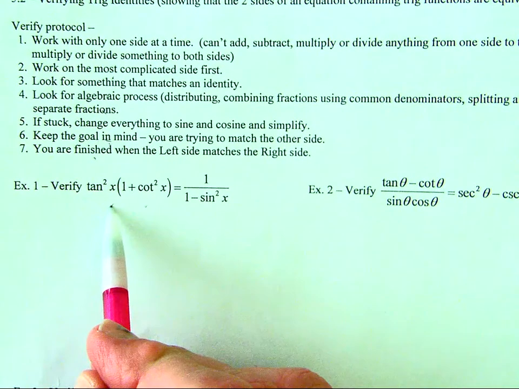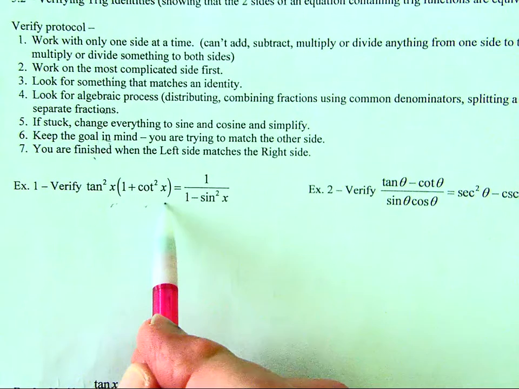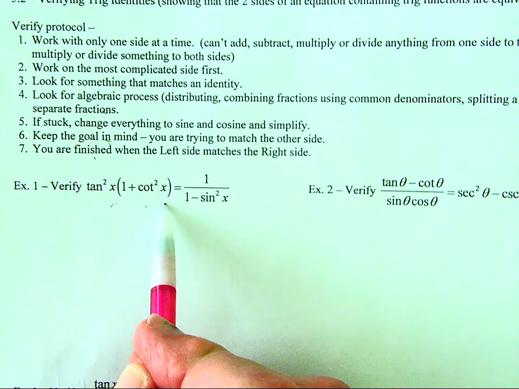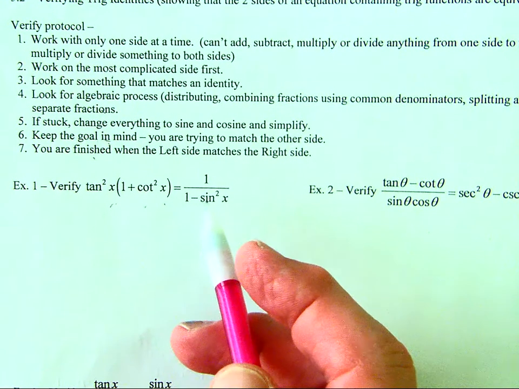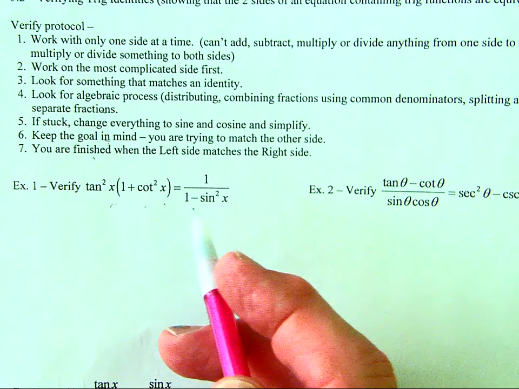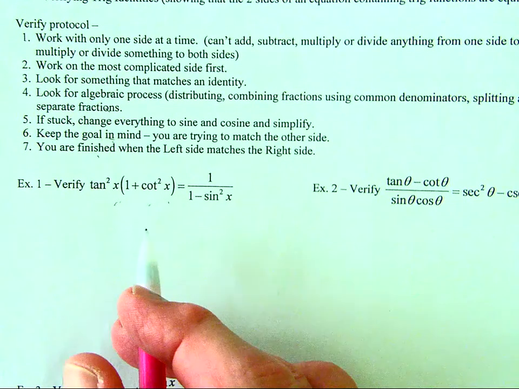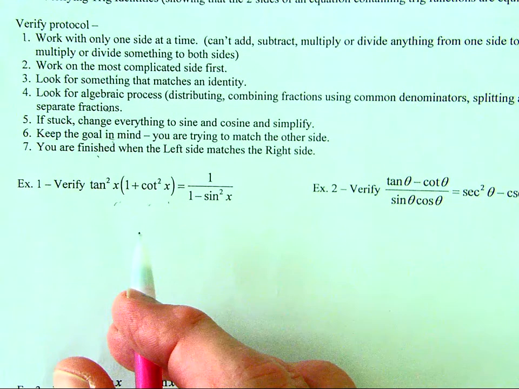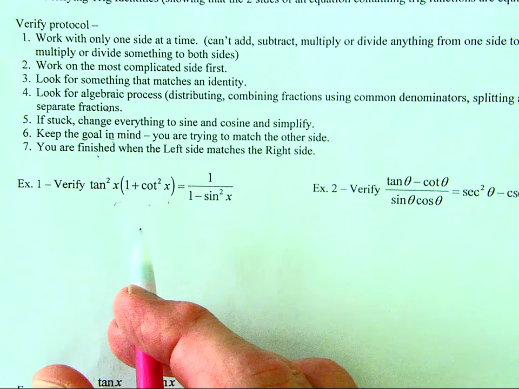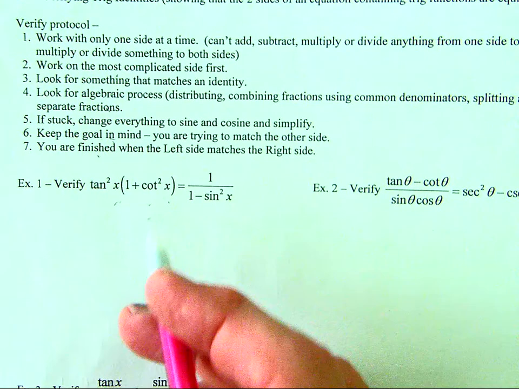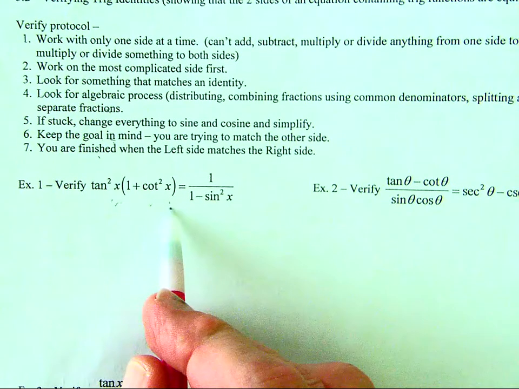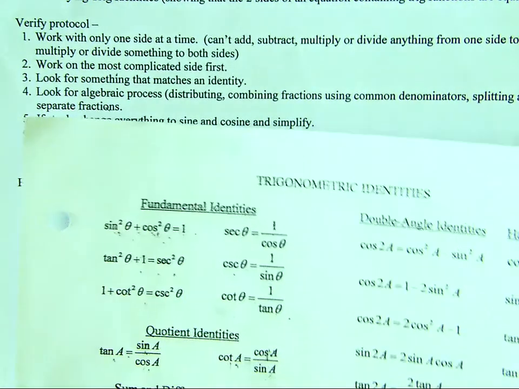So we want to verify we have tangent squared x times 1 plus cotangent squared x equals 1 minus sine squared x. So pick a side to work on. I would probably pick the left because it looks like there's a lot of stuff going on there. So I'm going to try to simplify that. One of the first things I would do is look at my identity sheet. We have a tangent squared. We have a 1 plus cotangent squared.